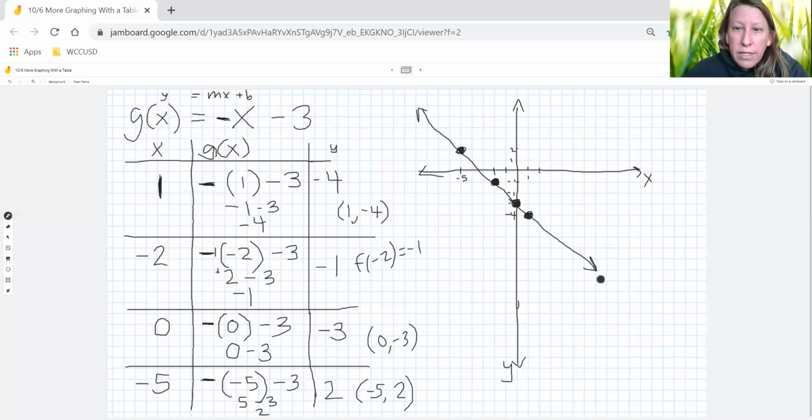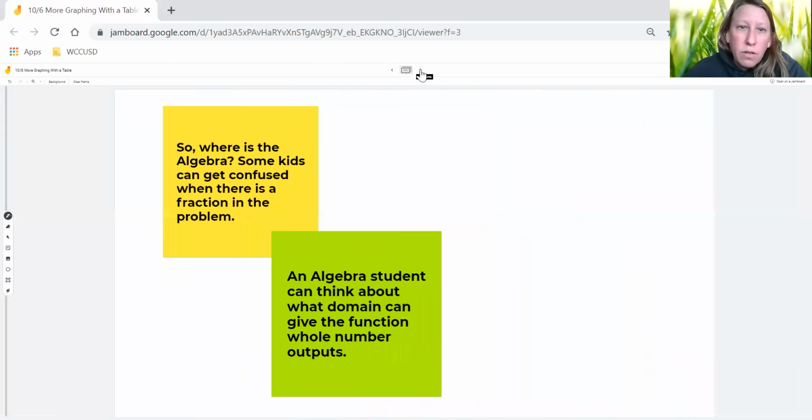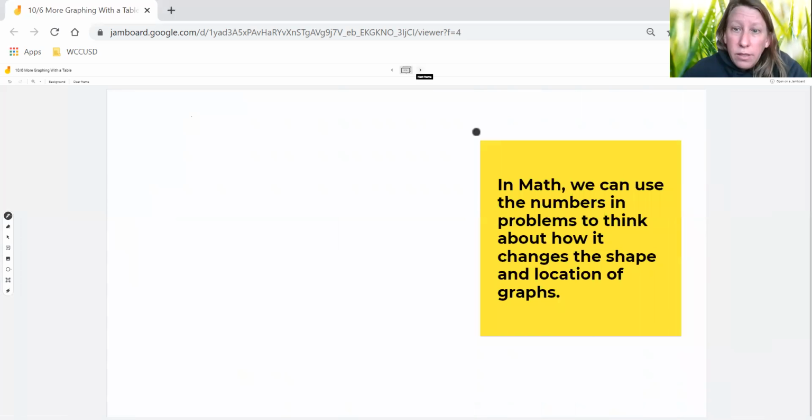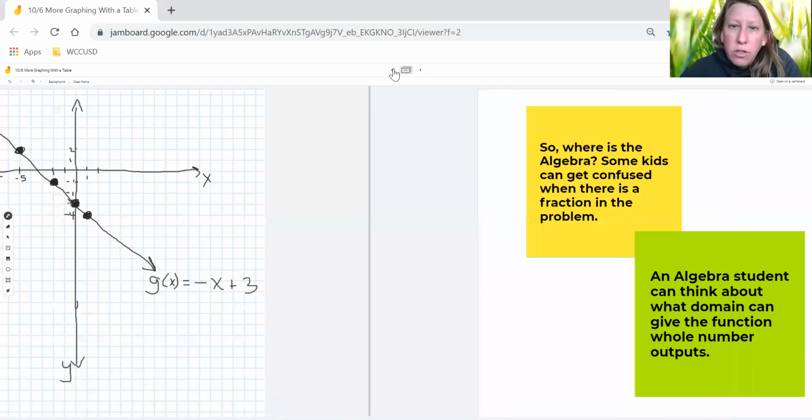Okay, this is about paying attention to detail. This is about being careful. This is the type of thinking we ask you to do in an algebra class that helps your brain focus on details. Some kids get confused when there's a fraction in the problem. An algebra student can think about what domain can give functions whole number outputs. And, in math, we can use the numbers to think about what shape would be created.